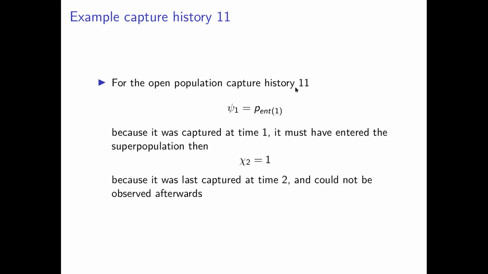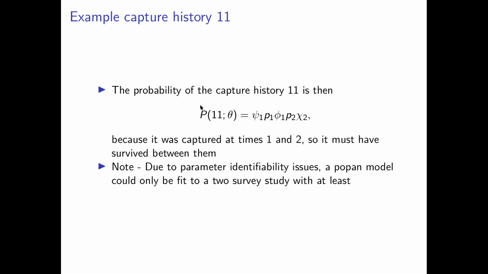Okay, and the last example is this capture history 1-1. So again, psi sub 1 is just the first entry proportion, and chi sub 2 are different now because the first capture is not the same as the last capture. Chi sub 2 is 1 again. And now the capture history probability is psi sub 1, the capture probability for occasion 1, and then we have phi sub 1 because the animal must have survived to the second occasion. And then the second capture probability and chi sub 2.